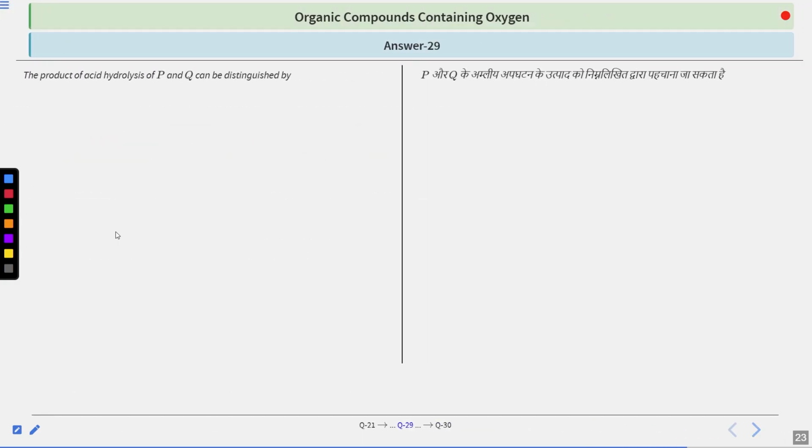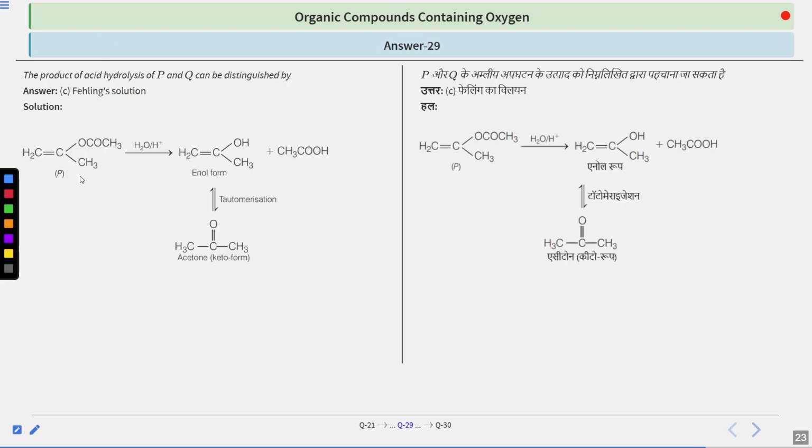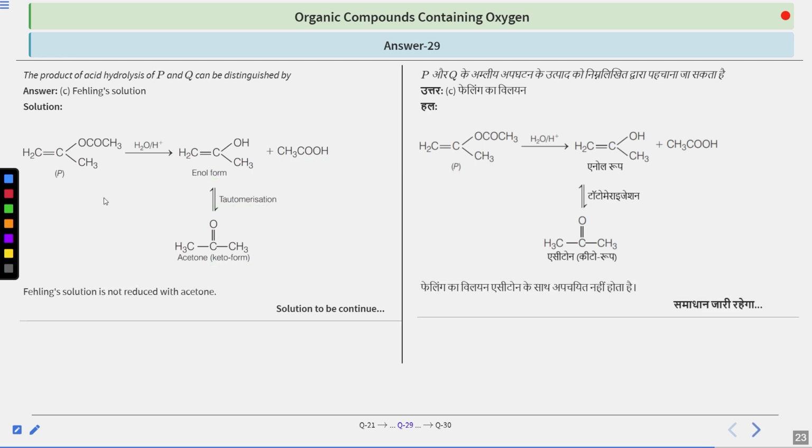Okay, let's see. So the correct answer for the given question is option C, that is Fehling solution. So this is P, that is CH2=C(OCOCH3)CH3. When you acid hydrolyze it, you will get the enol form, which is CH2=C(OH)CH3, plus CH3COOH as a side product. And this enol form undergoes tautomerization and converts to acetone, which is the keto form, CH3COCH3. Fehling solution is not reduced by acetone, the product you get from P.